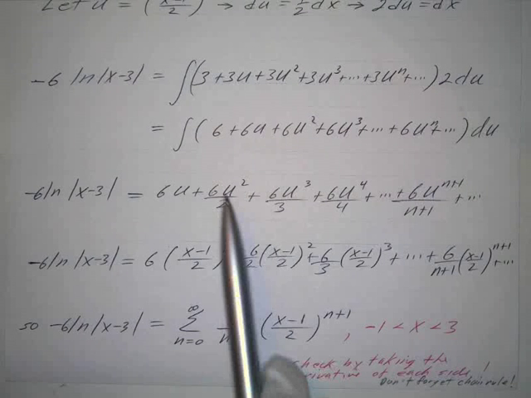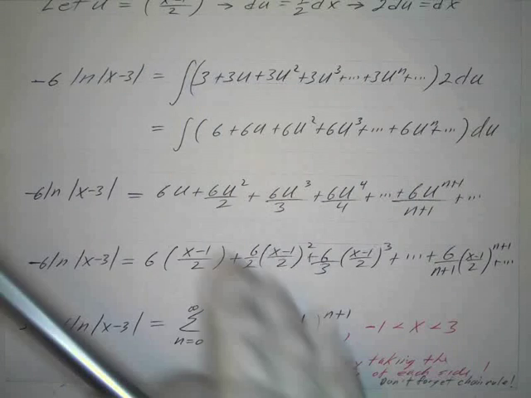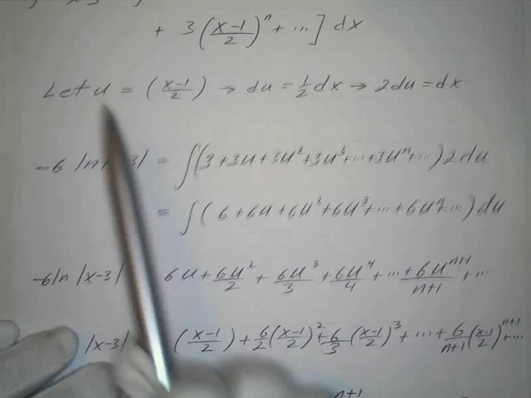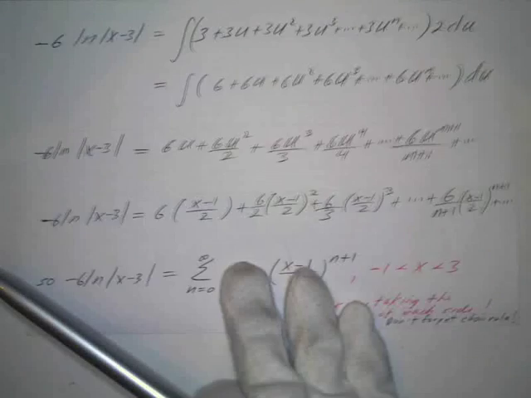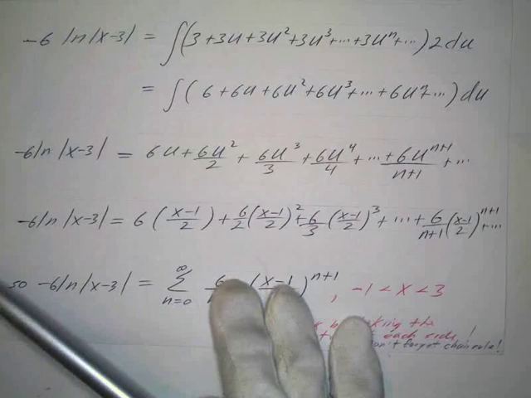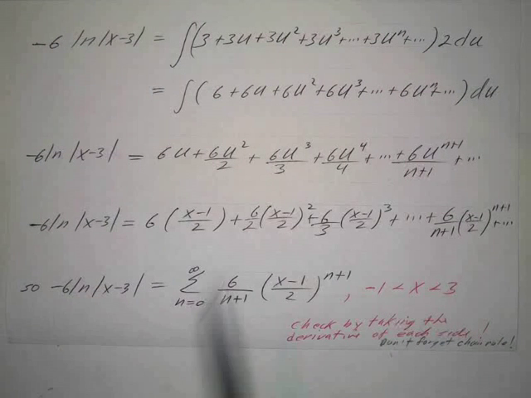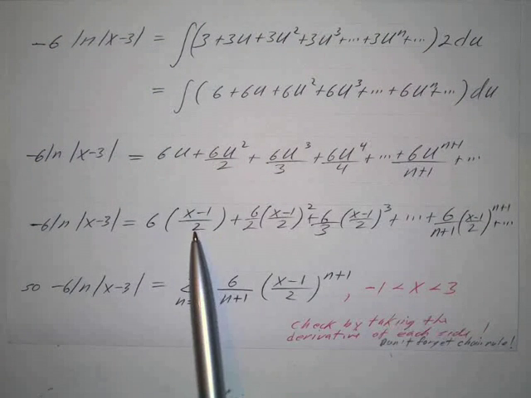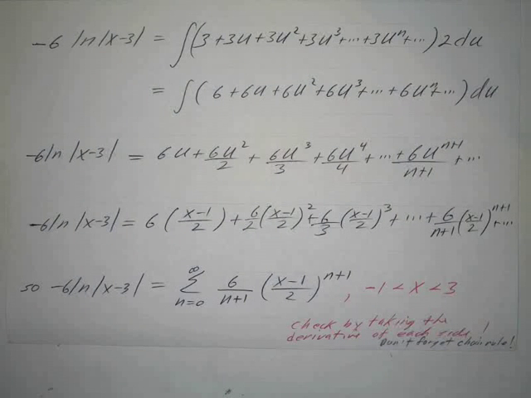Alright, then finally I substitute back in. So every time I see a u, I put what I had up here, let u equal x minus 1 over 2. I should be ready to do a wrap here. Wrap it up. So instead of u, I put x minus 1 over 2, x minus 1 over 2, x minus 1 over 2, etc. And this is my general term, so I'm in good shape.